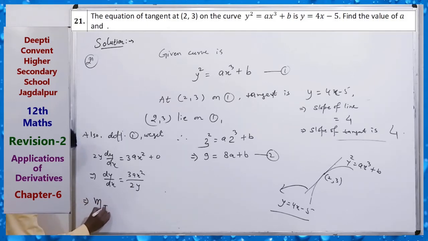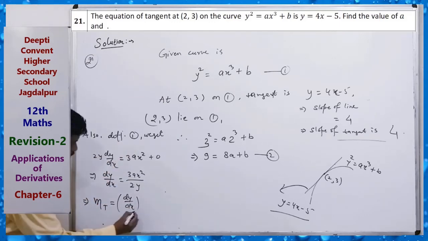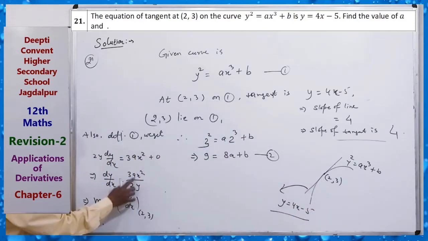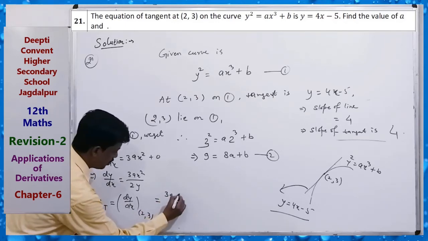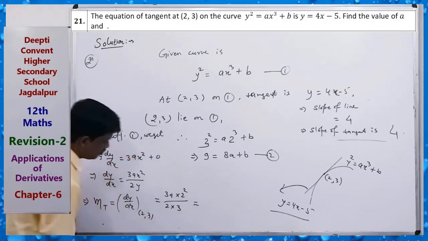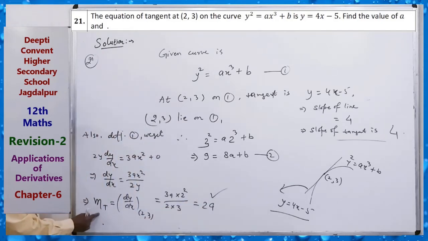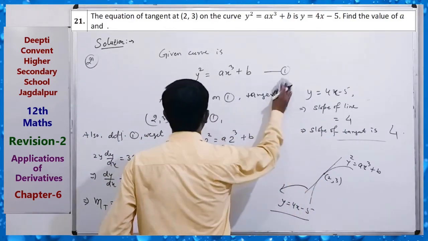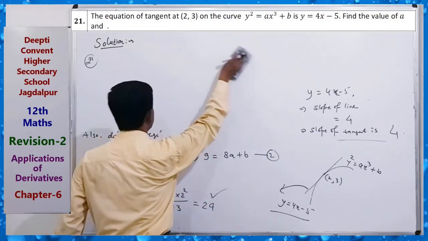Slope of tangent equals dy/dx, and at the point (2, 3) we put 2 in place of x and 3 in place of y. So 3a x² means 3a(2)², and 2y means 2 into 3. The 3s cancel and the 2s cancel, so we get 2a. This is the slope of the tangent. In another way, we can find the equation of the tangent.